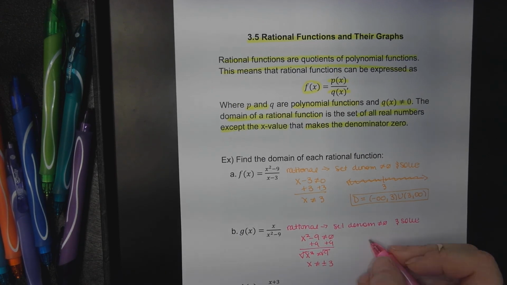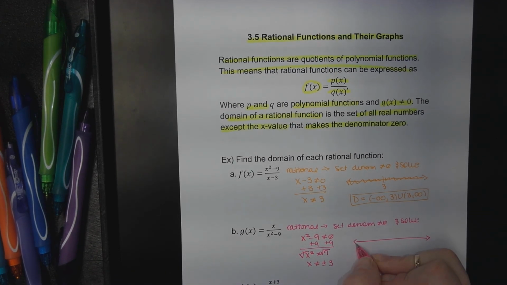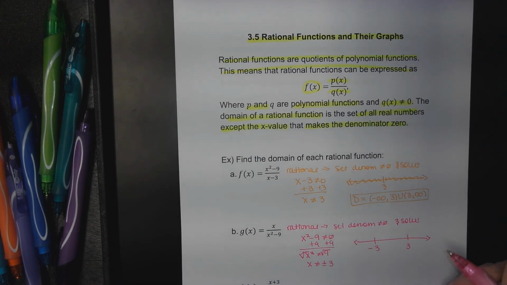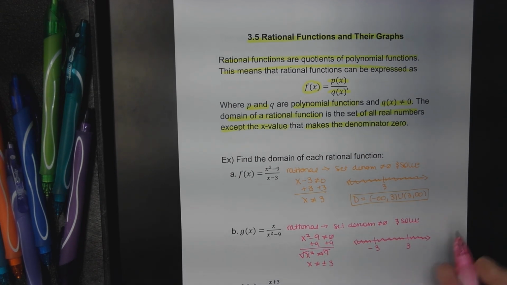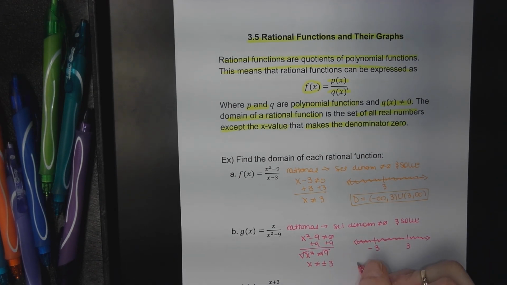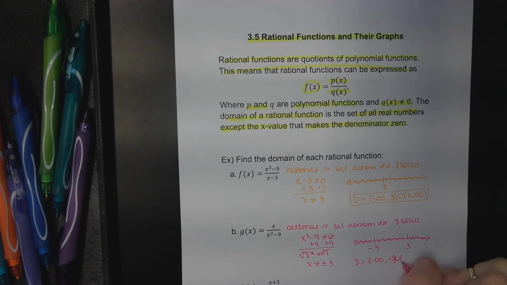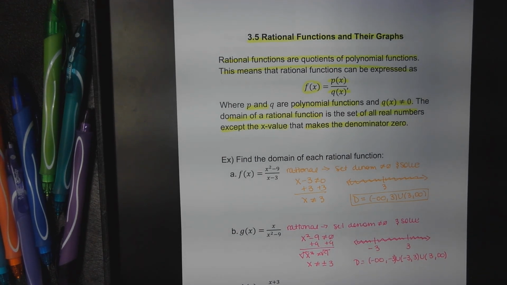Already assumed that it was all real numbers. So we're going to have a negative 3 and a positive 3. Now it could be any number here, any number in between the two, or any number after the 3. So here our domain would look like negative infinity to negative 3, negative 3 to 3, and 3 to infinity, okay?